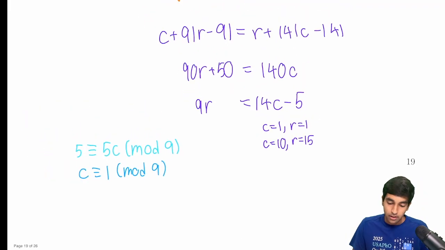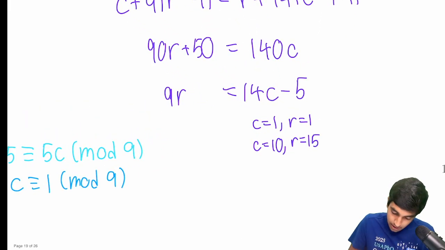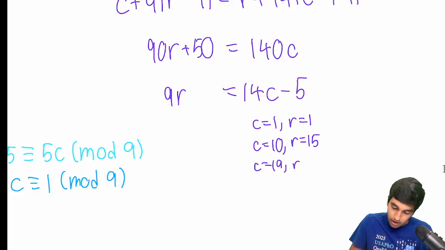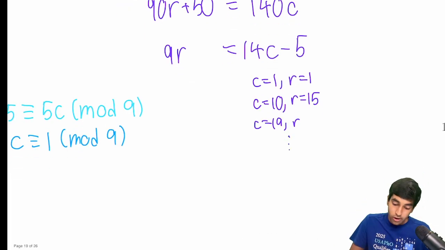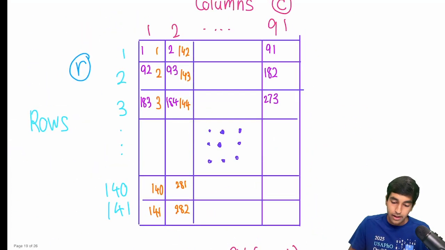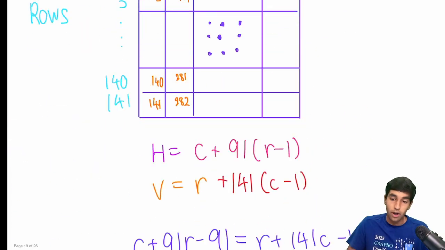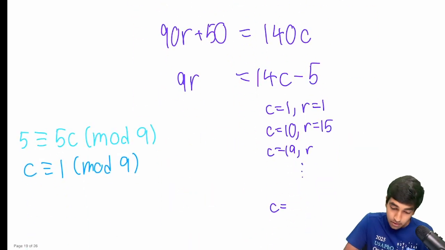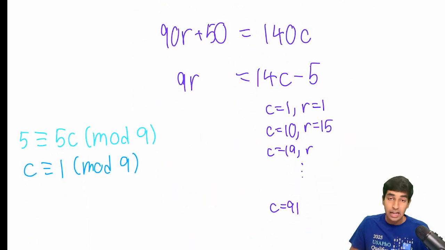Now let's say our next choice maybe is 19. And we know that we're going to get some value of R. I'm not going to calculate it here. The question is, what is the largest value of C that could work? Well, clearly in our diagram, we know that we can't have any columns after 91. So theoretically, we should be able to go up till 91, and then that's it. And then, at C equals 91, what is the value of R?